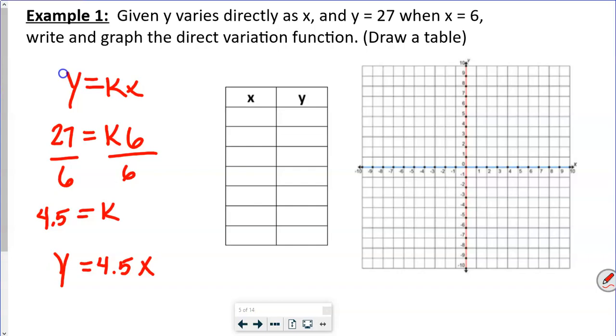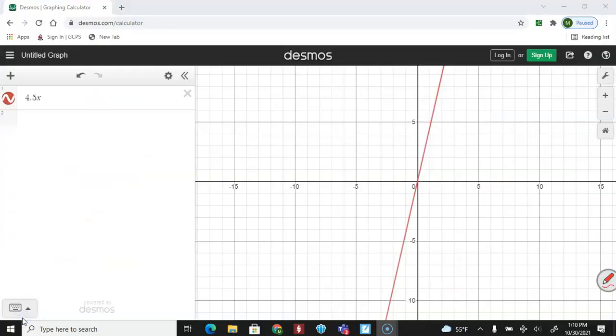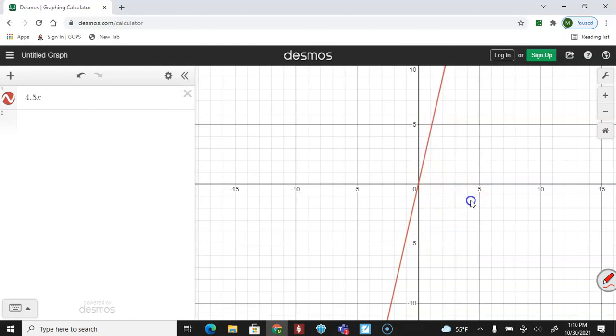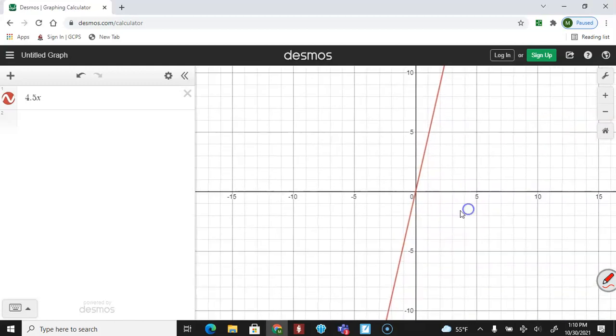I know some values to plot. What you could do is put this in Desmos and graph it and see what it looks like. So we might want to do that and then decide what points we want to plot. When I plot y equals 4.5x, we can see where our points are.